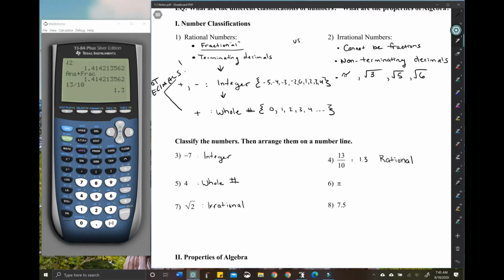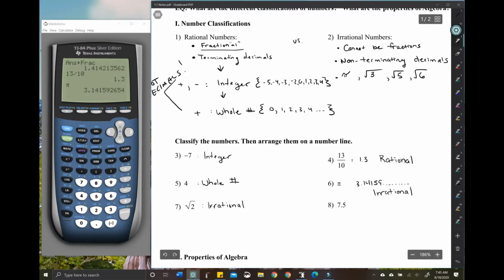Pi, well, there's a little easy one for you. 3.14, and so forth. Now again, pi, 3.14159, and it goes on and on and on forever. It's an irrational number.